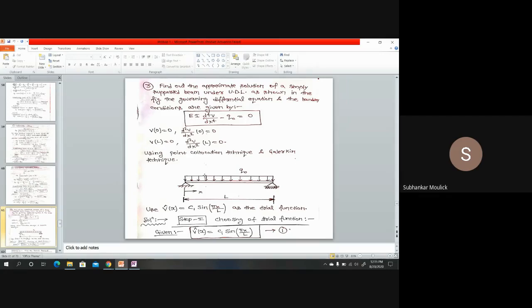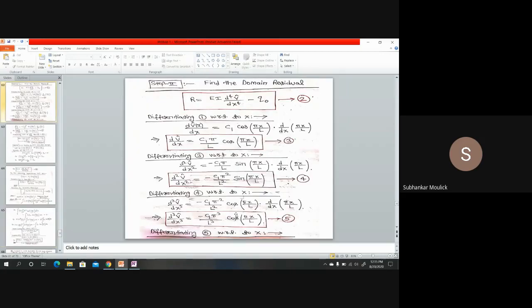Okay. So for this particular problem, the given trial function is C1 into sine pi x by L. I need to solve this problem by the Galerkin as well as the point collocation technique. Fine. So the very first step in both methods is what? Selection of the trial function, which is already given. So the trial function v cap of x, which is approximately equal to v of x, is C1 into sine of pi x by L. Equation number 1.